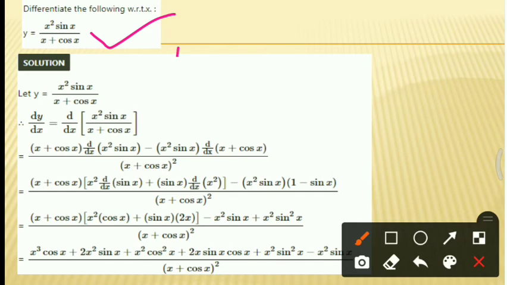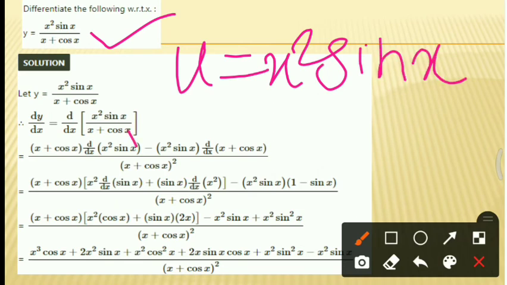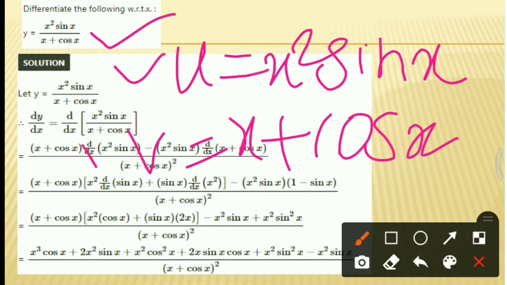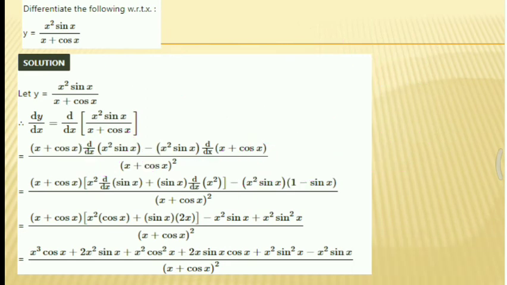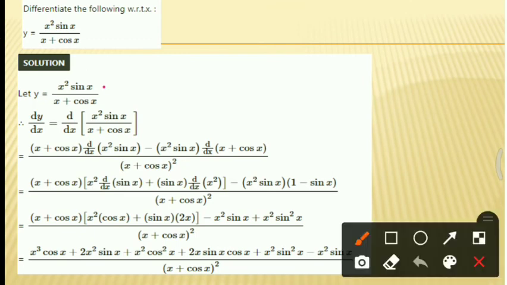Now, observe here, suppose u is equal to x square sin x and v is equal to x plus cos x. If we observe these two functions u and v, these two functions are already some product or addition of two functions. So when we have to find du by dx or dv by dx, we again use the rules of differentiation, that is where it is necessary, we will use the derivative of product and derivative of division. So let us start. Given y is equal to x square sin x divided by x plus cos x.